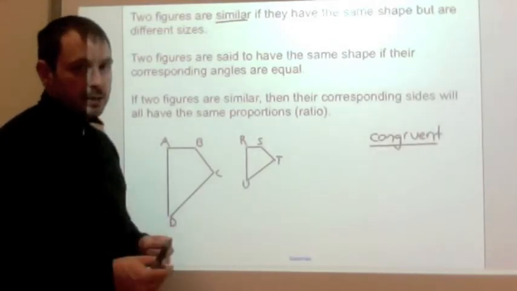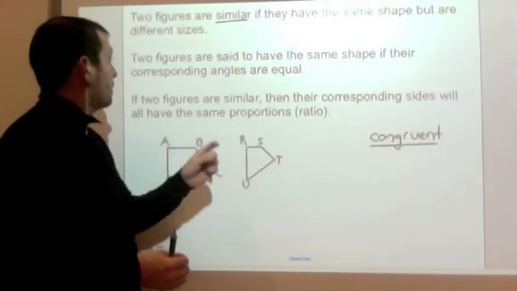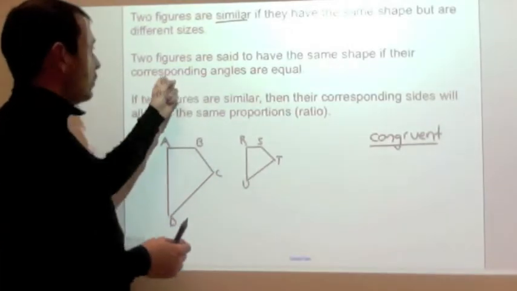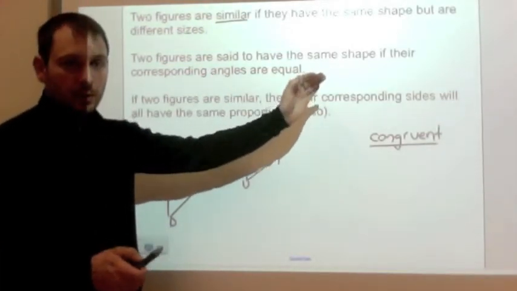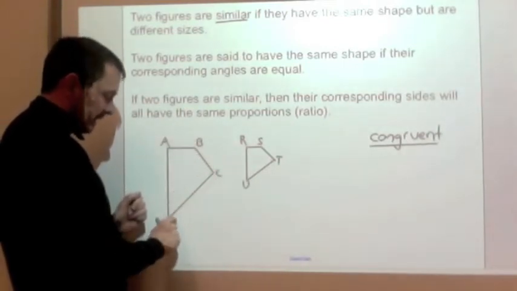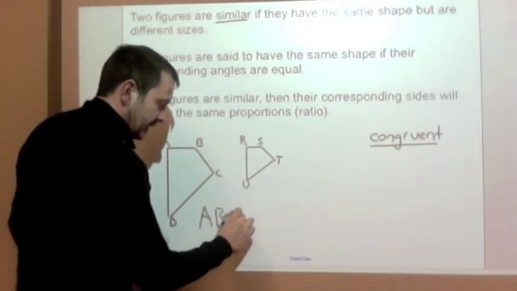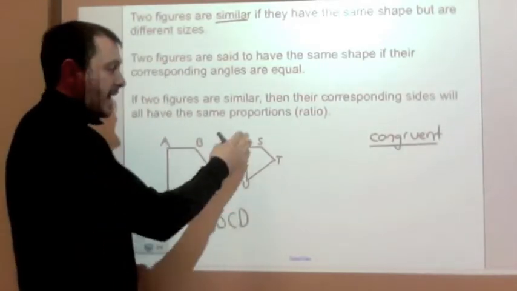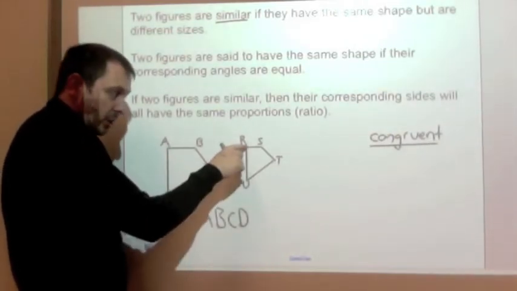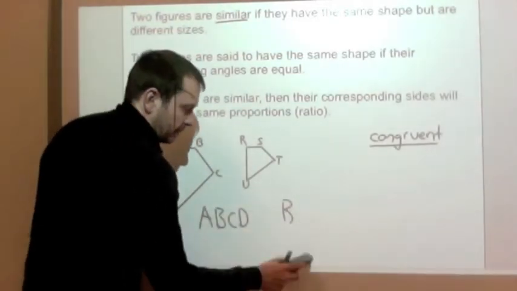Now what makes them similar? To be perfectly similar, two figures are said to have the same shape, that is, be similar, if their corresponding angles are equal. So first, we kind of need to name this. Let's name this A, B, C, D, starting in the left corner. This is shape ABCD. Now to name the next one, if we started in the left corner here, we must start in the left corner here. So R.